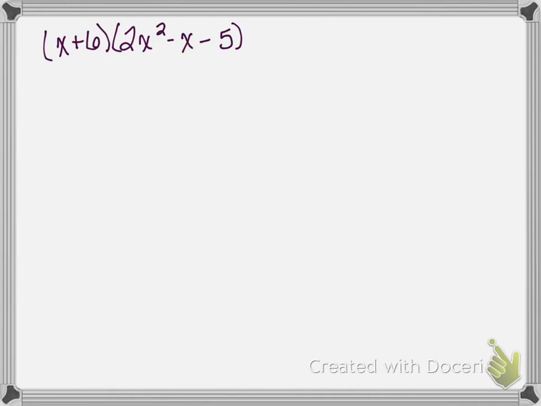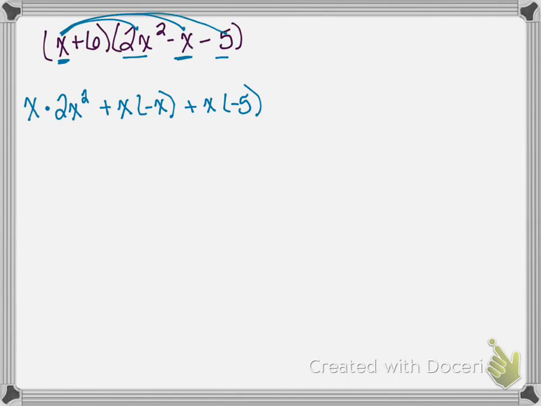A binomial times a trinomial. So what we have to do here is take this x, and we've got to multiply it times each term. So I'm going to take my x and multiply it times 2x squared. That's the first thing. Then I'm taking my x and multiplying it times negative x. Then I take my x and multiply it times negative 5. So what I have done is I have taken this x and distributed it to everything in that trinomial. That's what I've done.